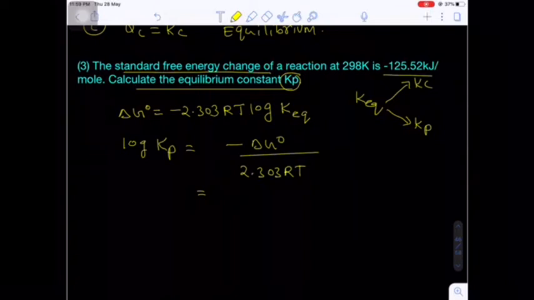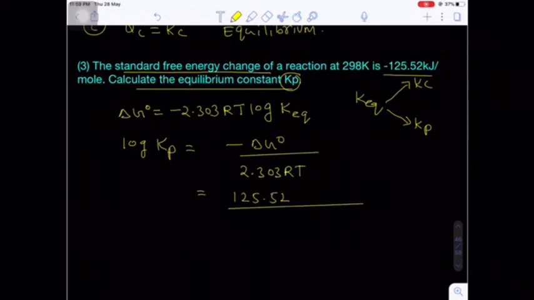Now what is the delta G naught value given to you? Minus 125.52, so minus of minus is plus 125.52. That is the kilojoule unit. This is very important. Whole divided by 2.303. What is the R value in kilojoules? 8.314 whole divided by 1000.